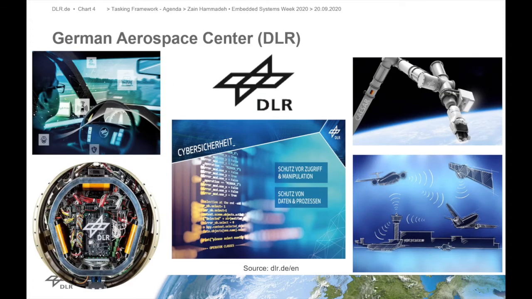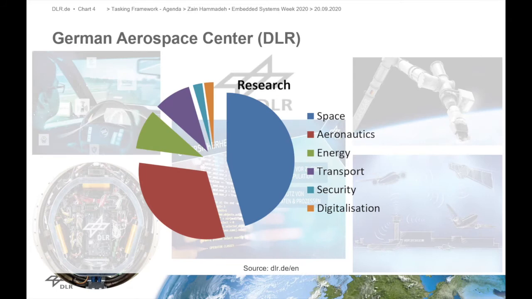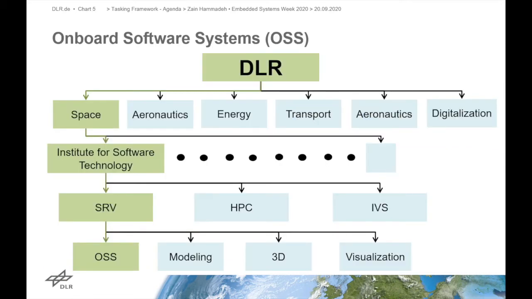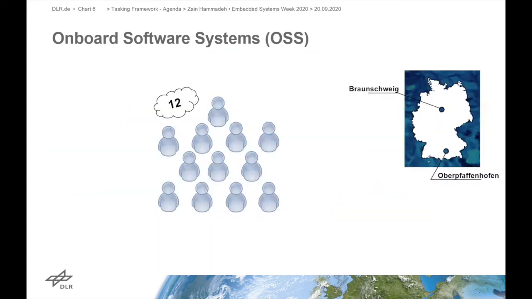Now, let me introduce the group of Onboard Software Systems who developed Tasking Framework. You may know or have heard about the German Aerospace Center, DLR. As the graph here shows, the main interest is in space and aeronautics, besides energy, transport, security, and digitalization. The Onboard Software Systems group belongs to the Institute of Software Technology. The group is located mainly in Braunschweig, and 2 colleagues are in Oberpfaffenhofen.